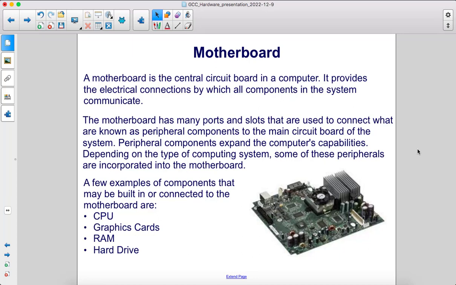Peripheral components expand the computer's capabilities. Depending on the type of computing system, some of these peripherals are incorporated into the motherboard. A few examples of components that may be built in or connected to the motherboard are CPU, graphics cards, RAM, and hard drive.